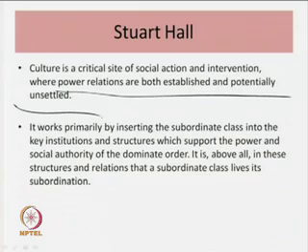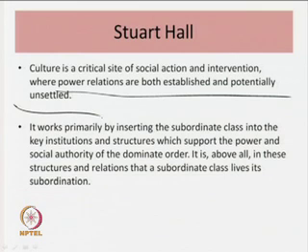Again by Stuart Hall, it works primarily by inserting the subordinate class into the key institutions and structures which support the power and social authority of the dominant order. Now, the point is, like we discussed a while ago, the forms of power. If you remember, when you looked at the articulation by, I think, Chris Barker, he said that power operates in certain forms, and what were those forms? If you recall, those forms are forms like gender, race, colonialism, etc.